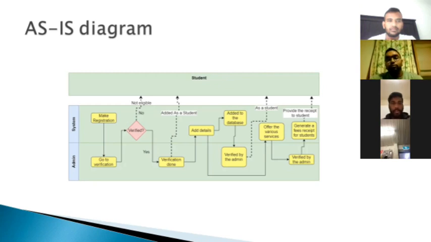When it comes to admin, it goes to verification. If it's verified, yes, verification done, and it adds the details of the students for further information, and the student details are added to the database, offer the various services verified by admin, generate a fee receipt, and provide the receipt to the student. That again goes up to the student. Next slide, please.